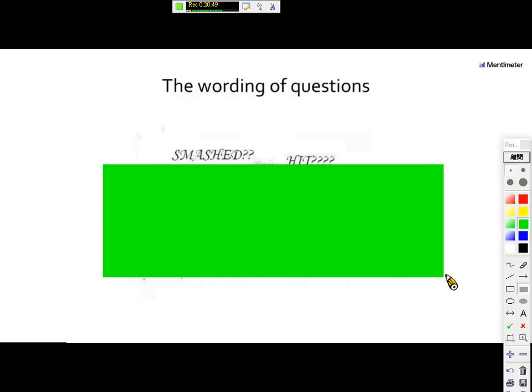Can you use these two terms to identify the same instant? Not really. Is that right? So the wording of the question can influence the reliability of your measurement.